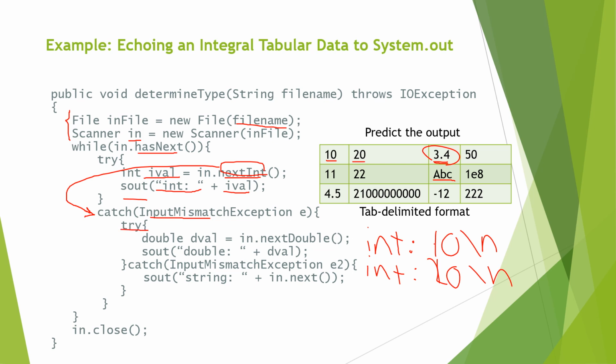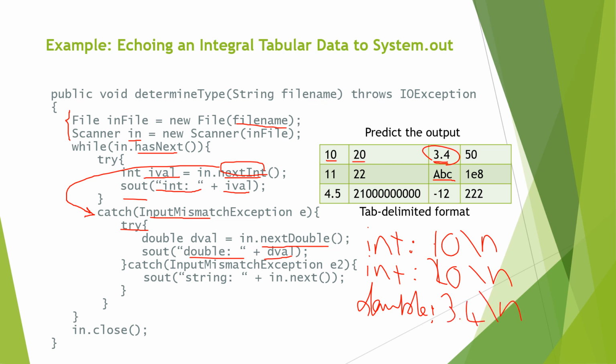I will write a try block again, and inside the try block I will call nextDouble. Fortunately 3.4 is a double, so this is not going to throw any other exception, and I will print double colon space, and then the dval, which is the value of 3.4. So most likely you should see such a thing, double colon 3.4 and then a new line.